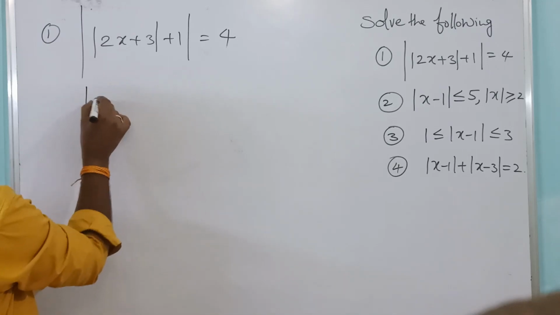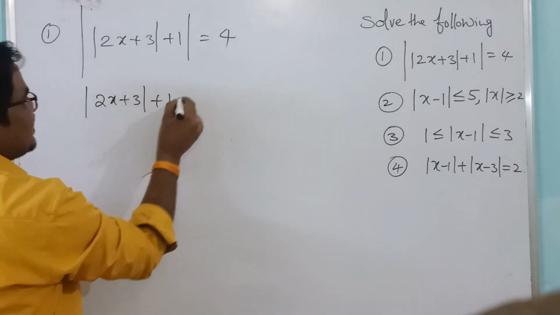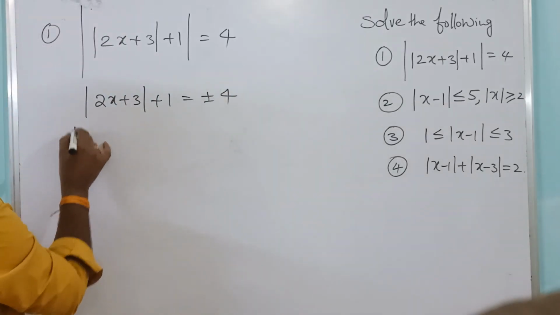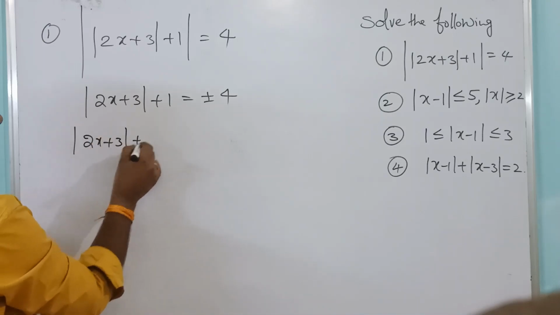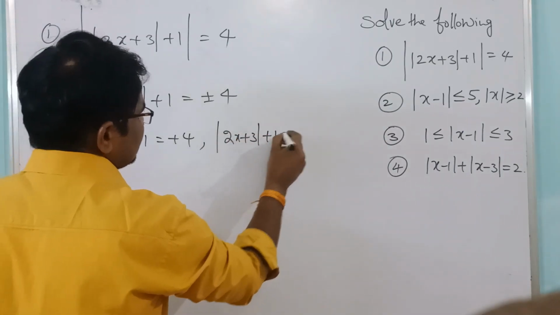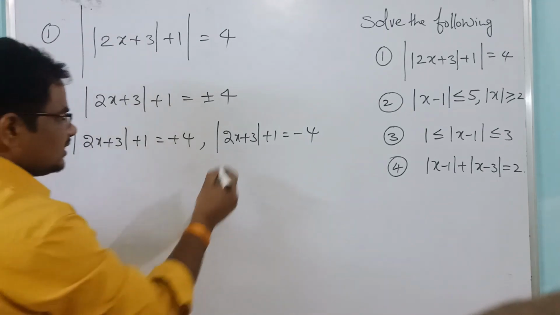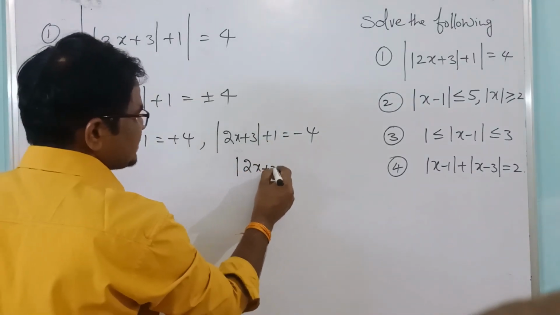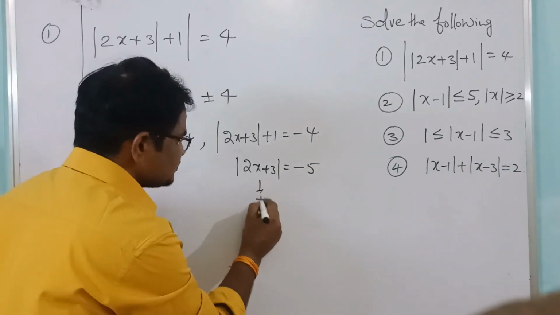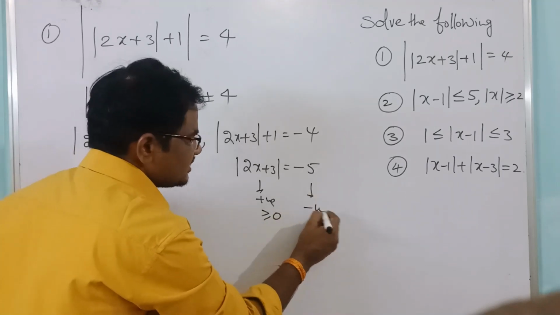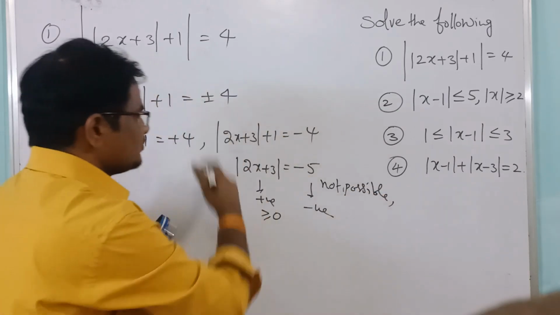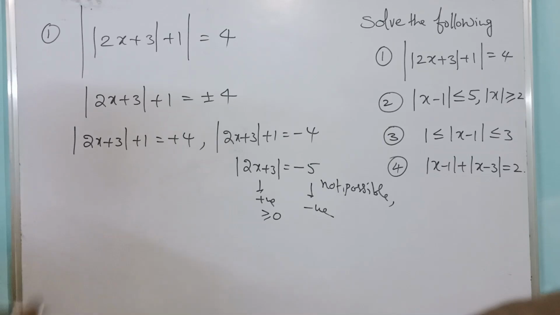For that, modulus of 2x plus 3 plus 1 equal to what? We have to take plus or minus 4. Now here two cases again: 2x plus 3 plus 1 equal to plus 4. Next, modulus of 2x plus 3 plus 1 equal to minus 4. Now from this one, modulus of 2x plus 3 is equal to minus 5. A modulus is positive, meaning greater than or equal to 0. It is negative, so it is not possible. So that's why we can remove this one. So we only have to simplify this one.